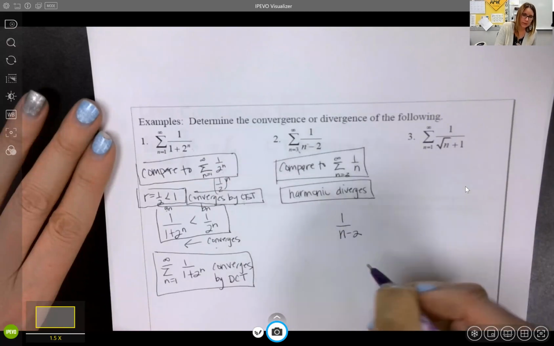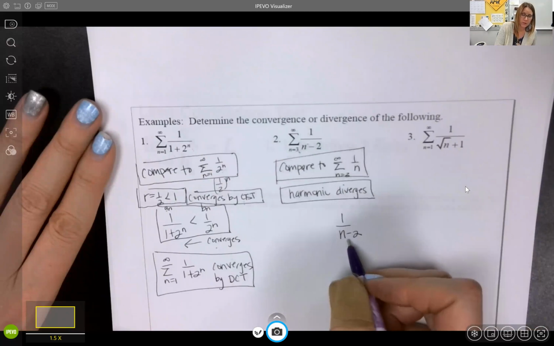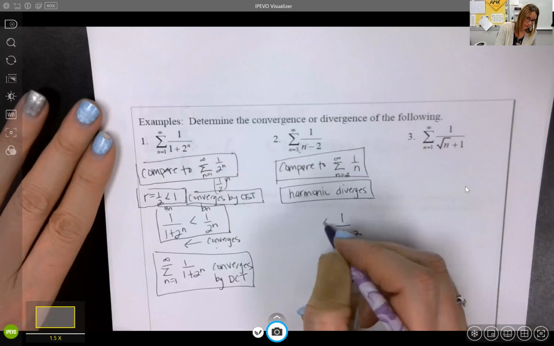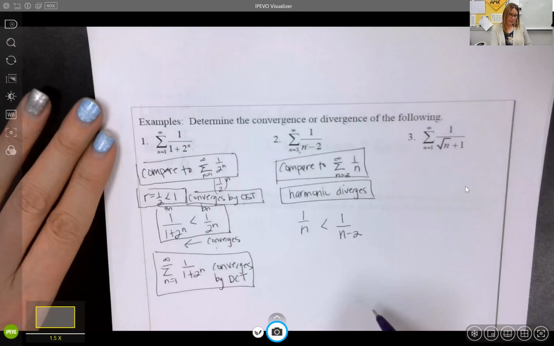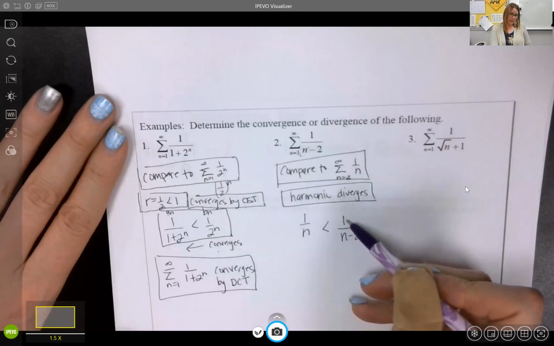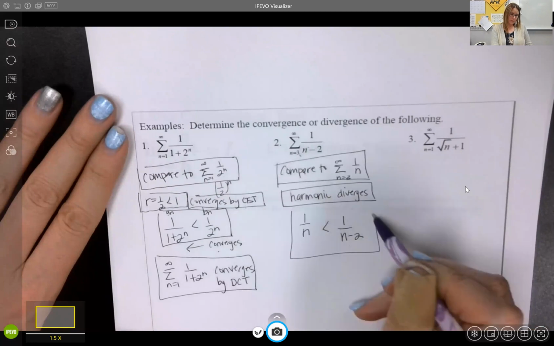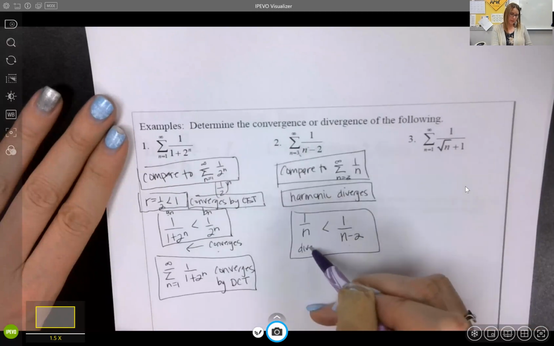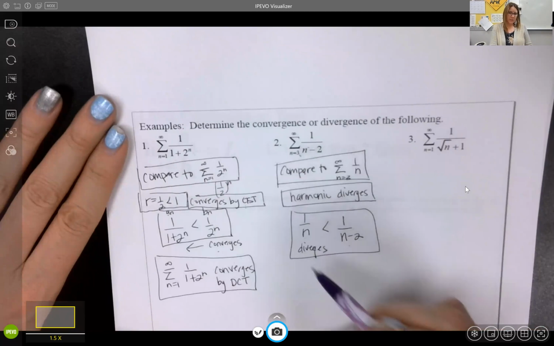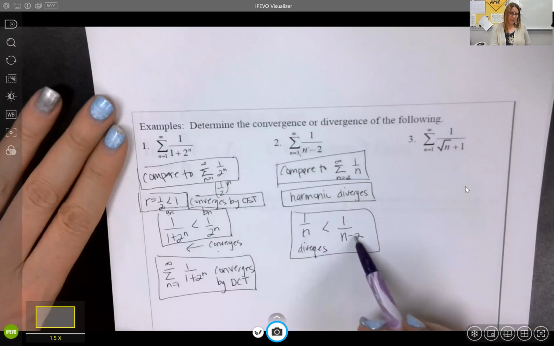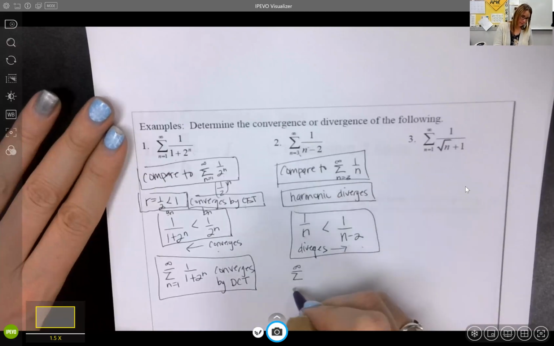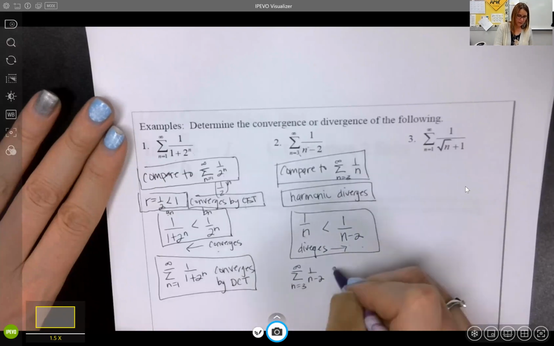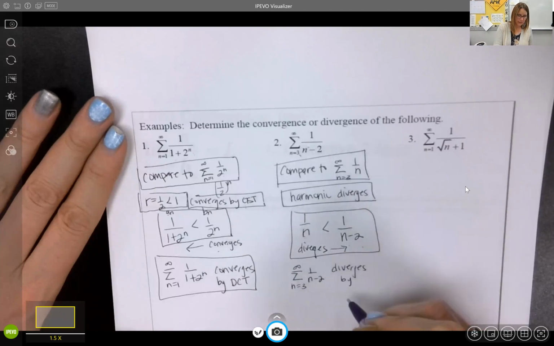My denominator is smaller here, a little bit smaller, just by 2, but it's still smaller. And so that means it's larger overall, right? So 1 over n is less than 1 over n minus 2. And I've shown that this diverges. So if something smaller diverges, if I keep going bigger, it's still going to diverge, right? So the series diverges by DCT.